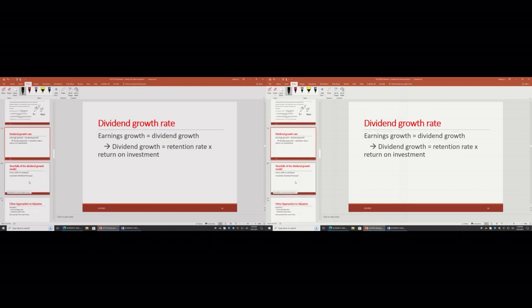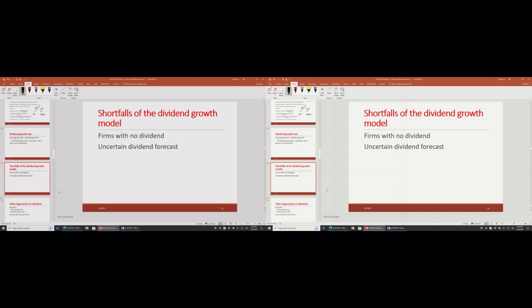Here I just want to highlight some drawbacks or shortfalls of the dividend growth model, and that's also related to its assumptions. You have to be aware that in the real world, there are many firms that do not pay dividends. For example, in China, there are many companies that don't pay dividends. If they don't pay dividends, you're not able to use the dividend growth model.